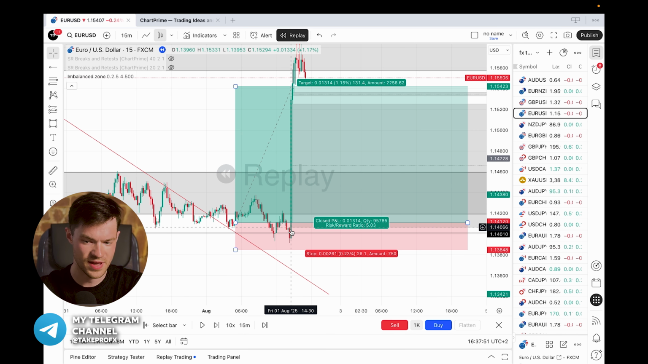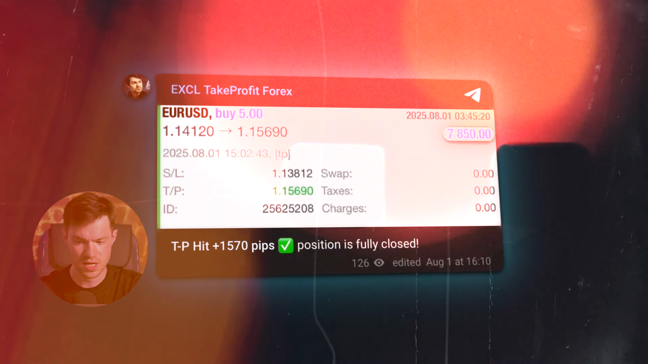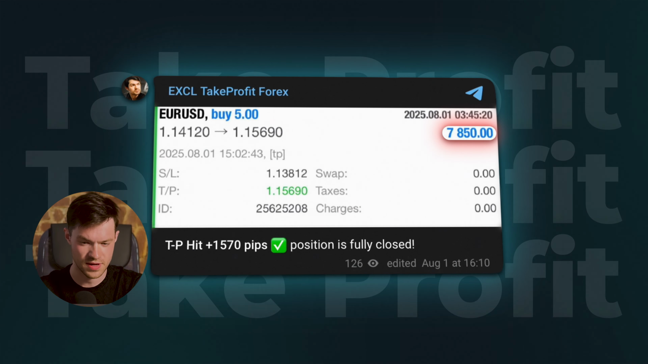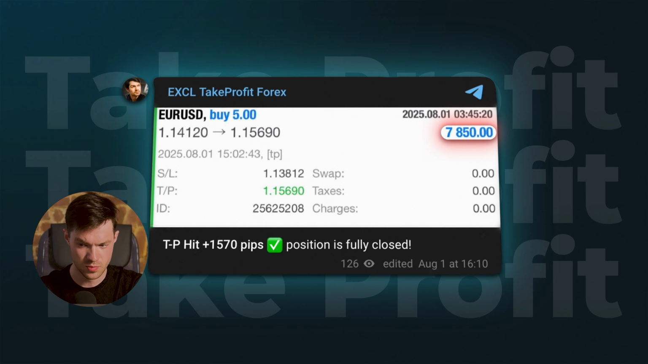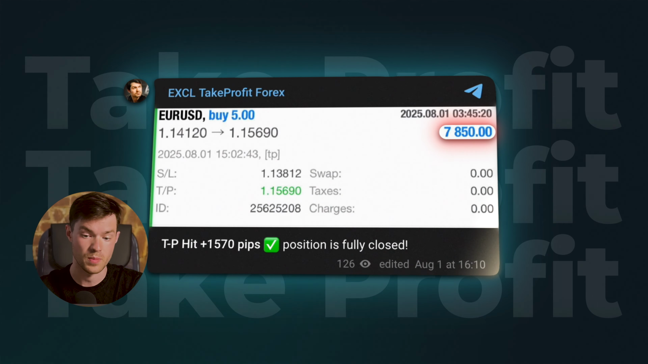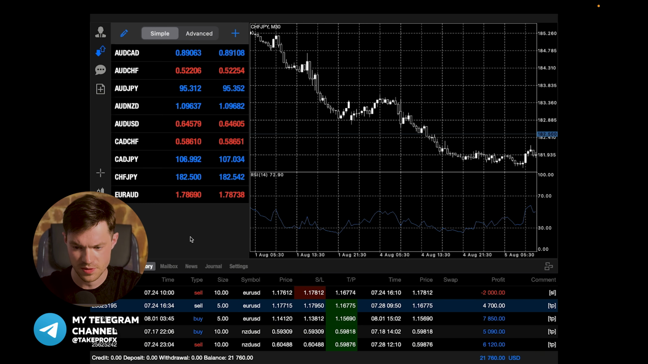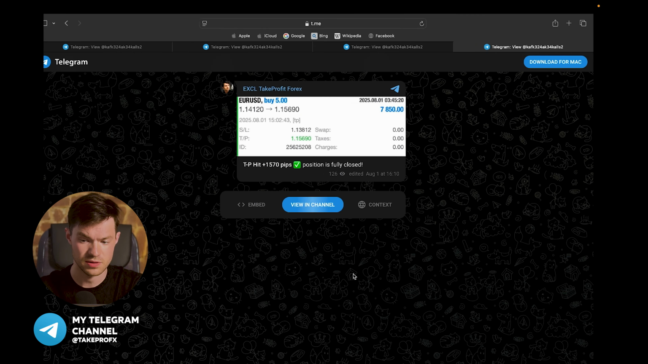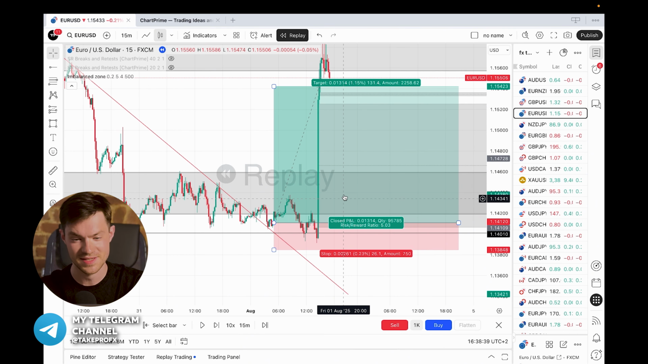It's all about the fact that on this day we had a non-farm news, and thanks to this news I made 7,850 of profit. This is 1,570 pips of net profit, which was taken by the participants of my Telegram channel. Let's take a look at this trade in MetaTrader. Well, it was made quite recently. 7,850 of profit, and literally just 10 minutes to analyze this situation.